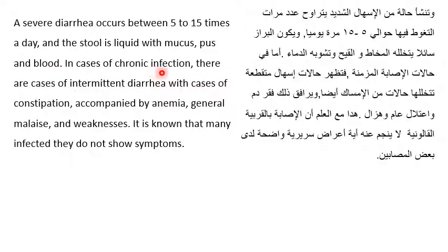In cases of chronic infection, there are cases of intermittent diarrhea alternating with constipation accompanied by anemia, general malaise, and weakness.